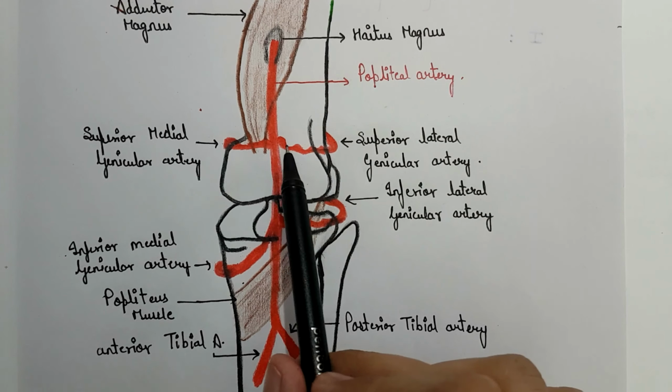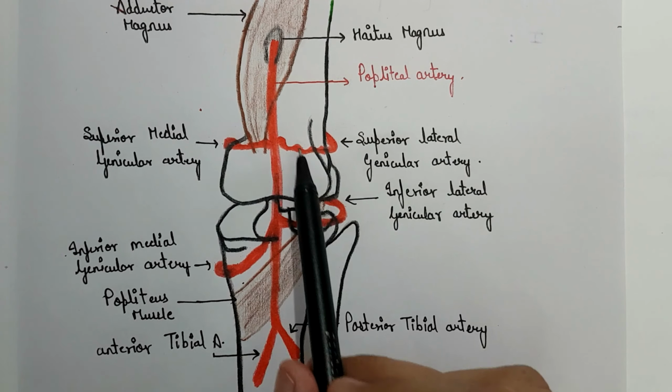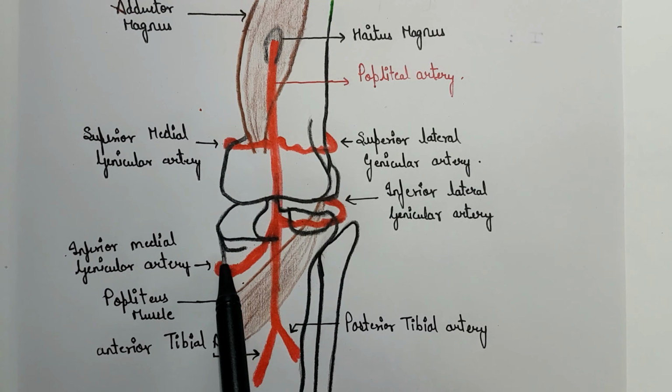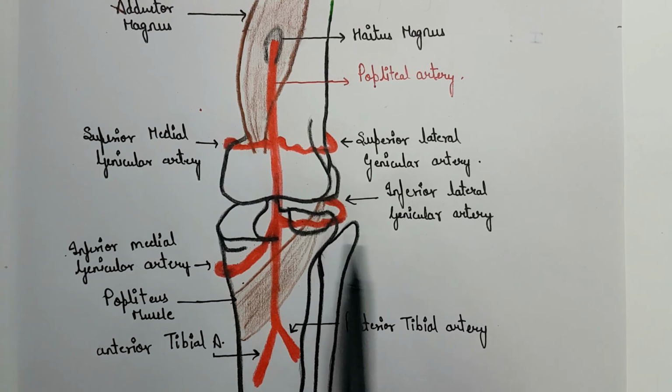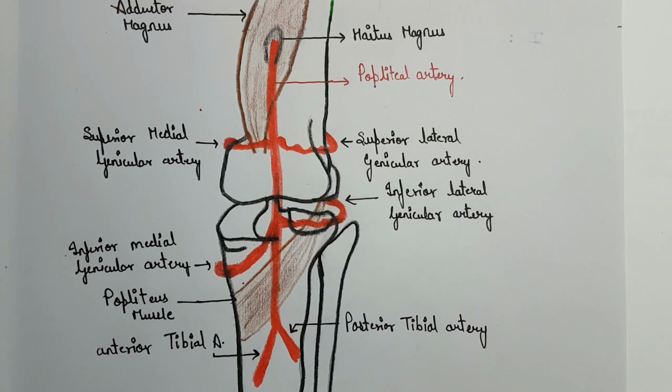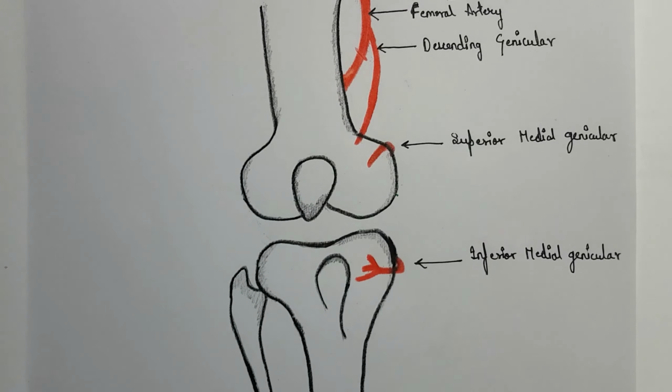Now, the sub-branches, that is both the superior and both the inferior branches of the popliteal artery, leave the posterior aspect of the knee joint and enter the anterior aspect. That is, they wind round these bones and enter the anterior aspect of the knee joint.